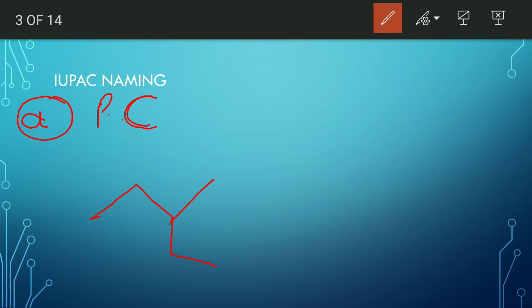We have discussed in the previous lecture how we should select the parent chain, but we will discuss it even more in detail. What is the longest chain here? Parent chain is nothing but the longest chain. I have this point A, this is B, and this is C. Now tell me, is AB longest, or BC longest, or AC longest?